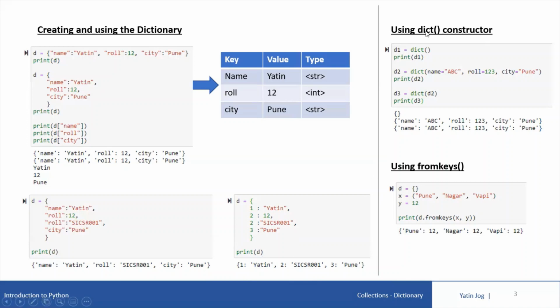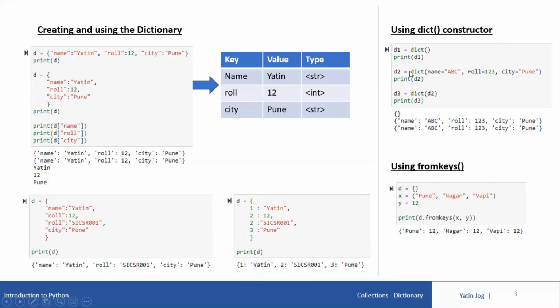Now you can also use the dictionary constructor, dict, to create a new dictionary object. This is the syntax: D1 is equal to, I am calling the dictionary constructor dict with empty brackets. What this will do is create an empty dictionary and store it in D1. So if I say print D1, you can see the output, it is printing the empty dictionary.